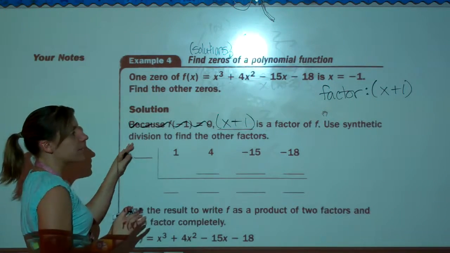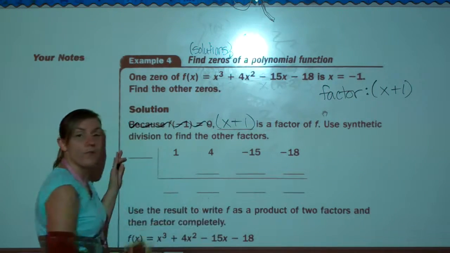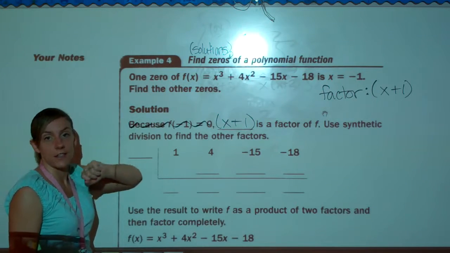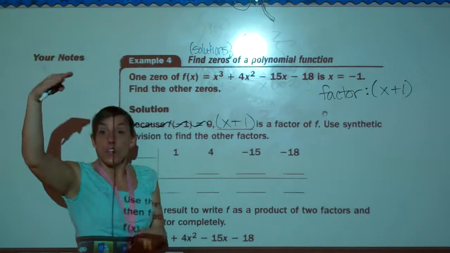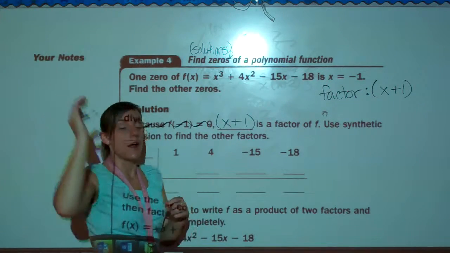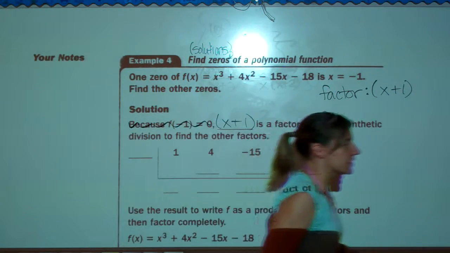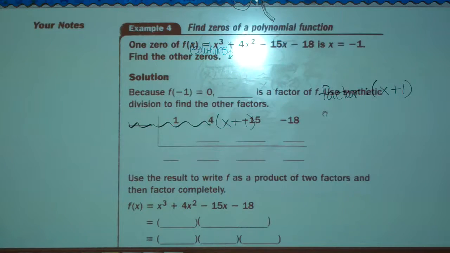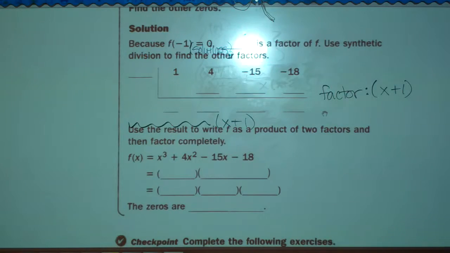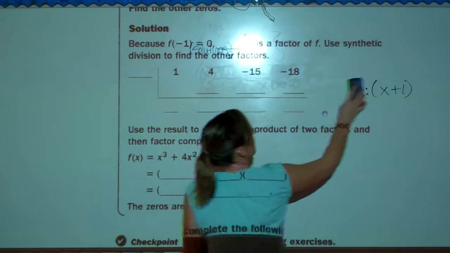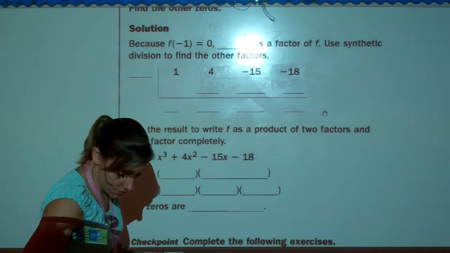So we use synthetic division to find the other factors. We set it up, we do our process, and then we'll factor to answer the question about zeros. So we're just building on what we know: synthetic division, to factoring, to solving. We already know all three of those, but now we're going to put them all together. Okay? So I'm going to scroll down so that we can do all of this together. All right. So let's go through and put in the numbers.